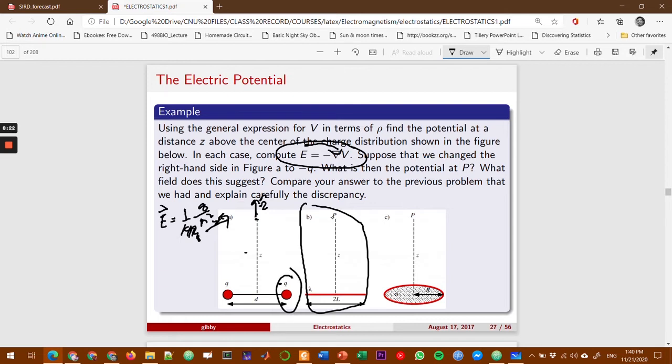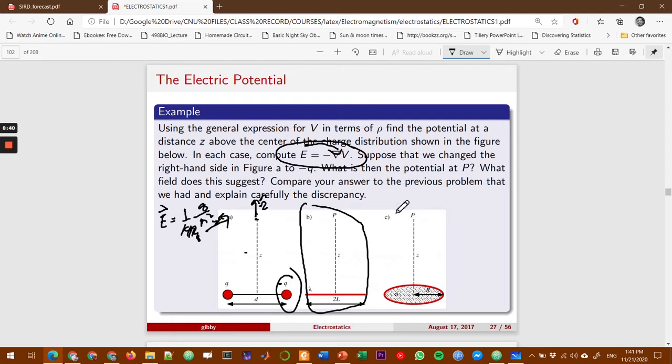So what could be the electric field? You check it against the previous calculation. It should be the same. This time, you calculate first the potential and then calculate the electric field afterwards.